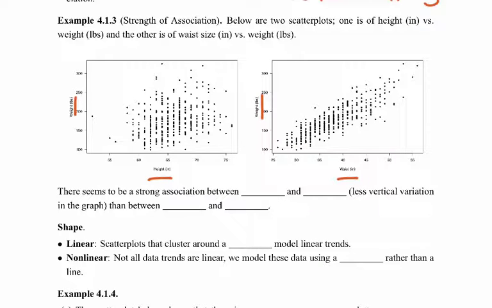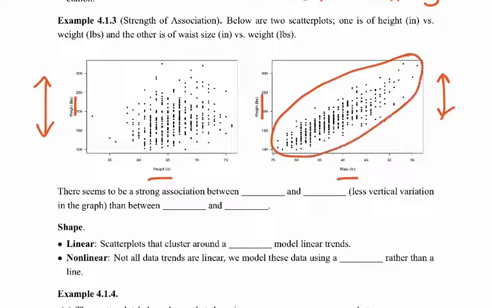The one that has less vertical variation, so looking at the points this way, less spread up and down, that one is going to be the stronger of the two associations. And so hopefully you see that this graph over here, the points are a little bit tighter, a little bit less spread out vertically versus this graph over here.